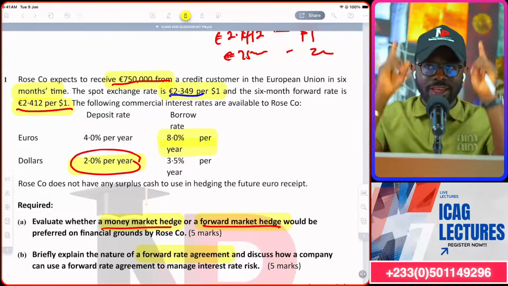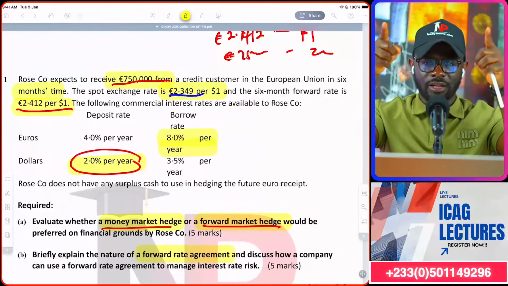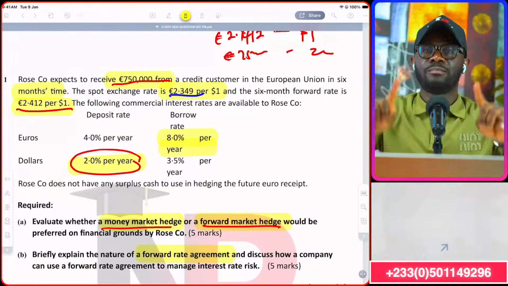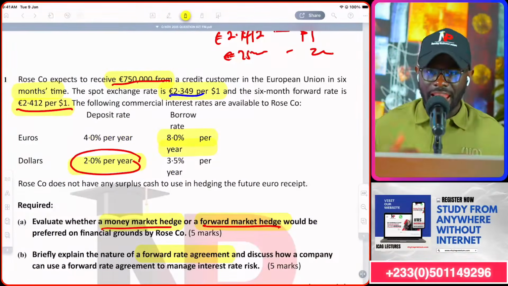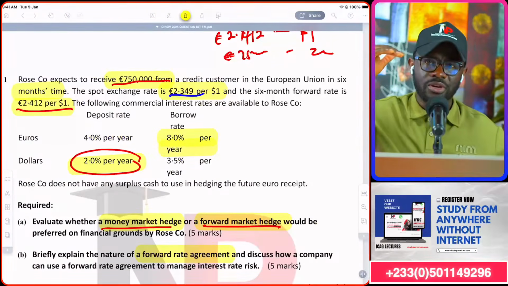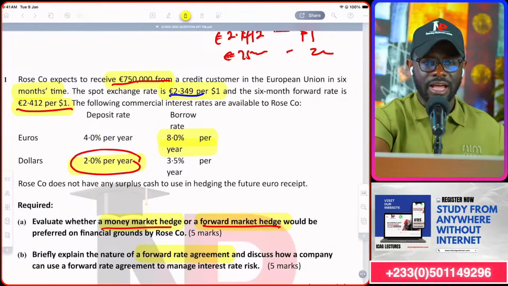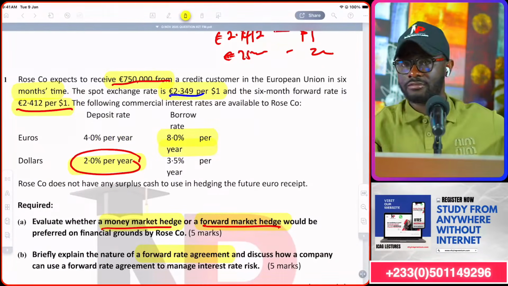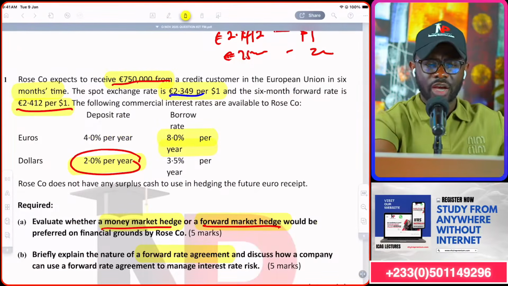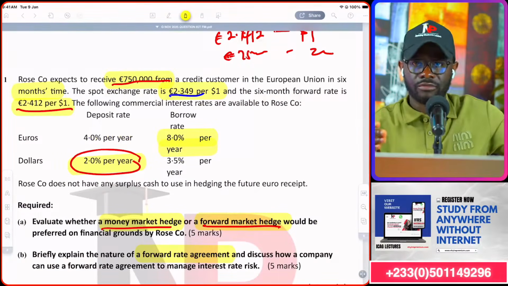So leading, we expect future depreciation, so let's pay before we receive the goods. Lagging, we expect future appreciation of our currency, so we delay making the payment to some time in the future. Then we also have the concept of net off.